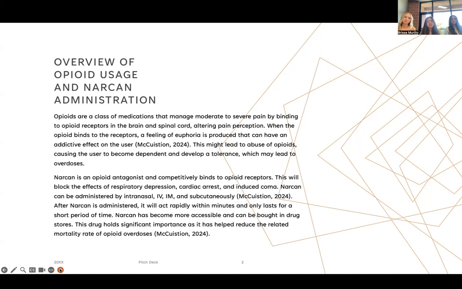After Narcan is administered, it will act rapidly, but it only lasts a few minutes, or for short periods of time. So it's important to note that if your patient is on a high overdose, you have the correct amount of Narcan available. This drug holds significant importance as it has helped reduce the related mortality rate of opioid overdoses.